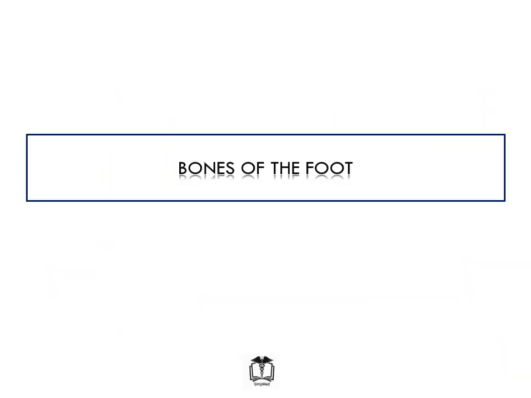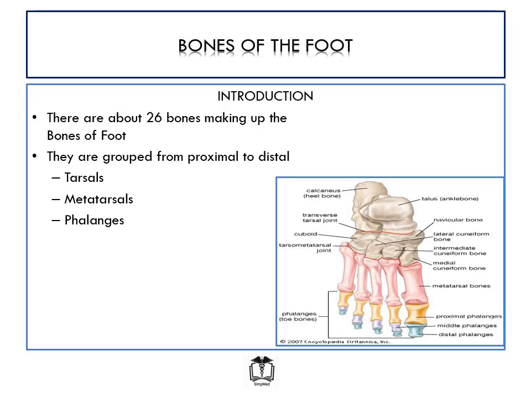Finally, let's talk about the bones of the foot. We have a total of 26 bones making up the bones of the foot. This is divided into groups of threes, which includes the tarsal bones, the metatarsal bones, and the phalanges. We'll talk about each of them in the next couple of slides.